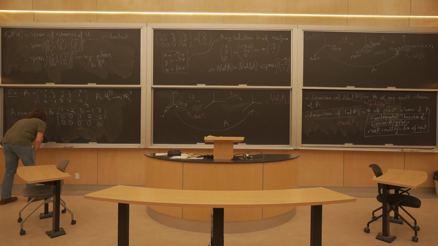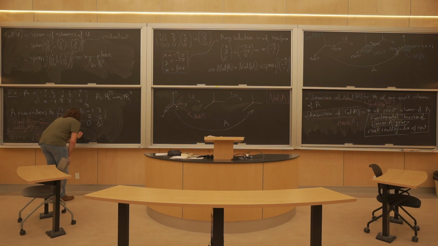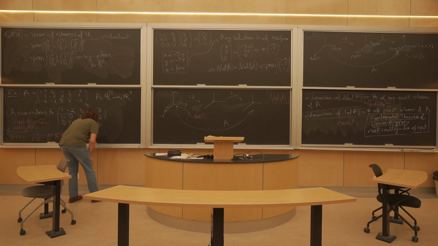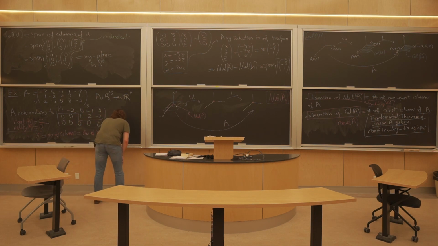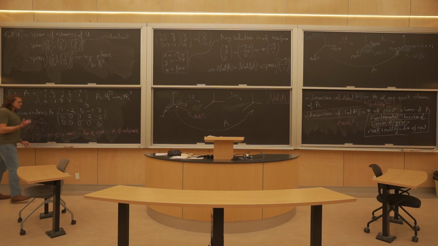So 5, number of columns, dimension of input, which is equal to the number of unknowns. These are all the same thing. So now you see, you can think of it like this. You start with 5 dimensions. Applying A kills 3 dimensions. You're left with 2 dimensions.